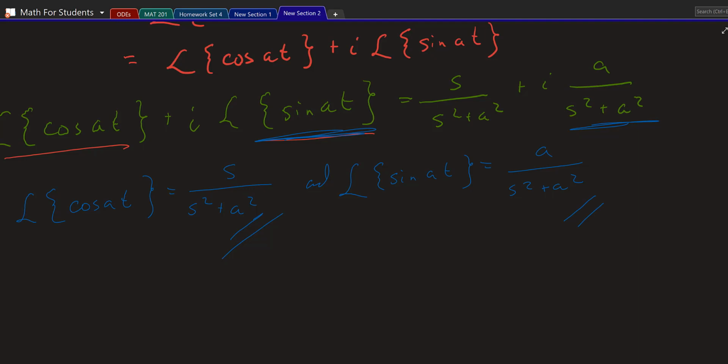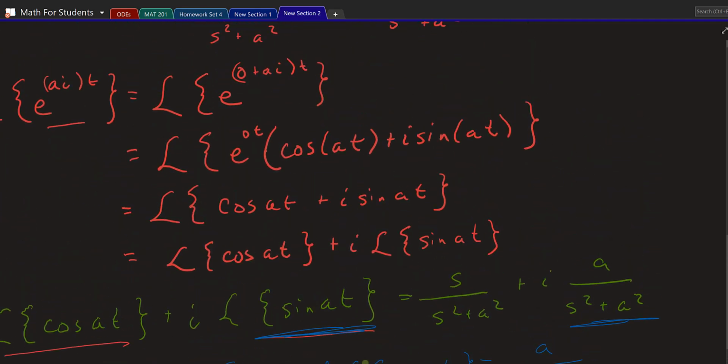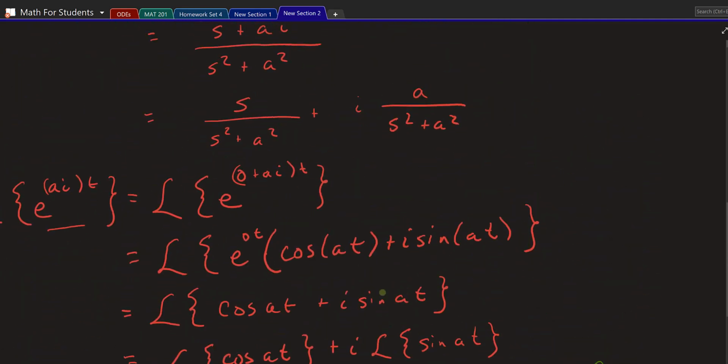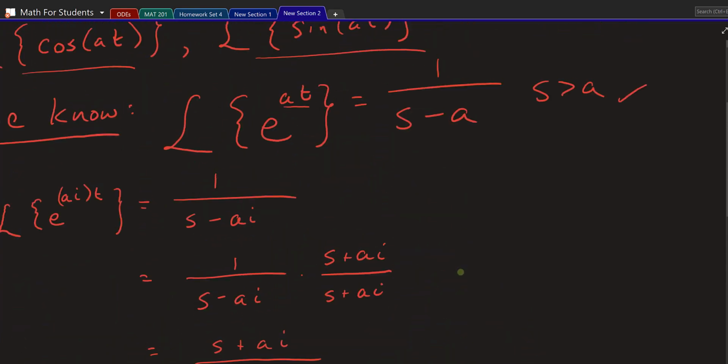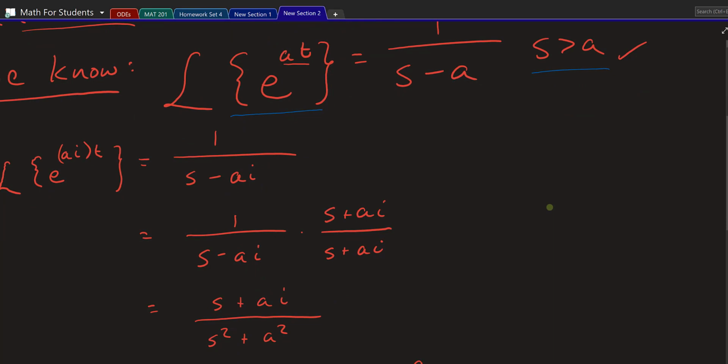And so the last thing I want to do, so that's the bulk of the work, the last thing I want to do is be a little bit more careful in talking about where this Laplace transform holds. And we're going to show in just a minute that this Laplace transform holds for s greater than 0, and this holds also for s greater than 0. The only thing I want to do is backtrack a little bit right here. So we had this fact here that the Laplace transform of e to the at would hold as long as s is greater than a.